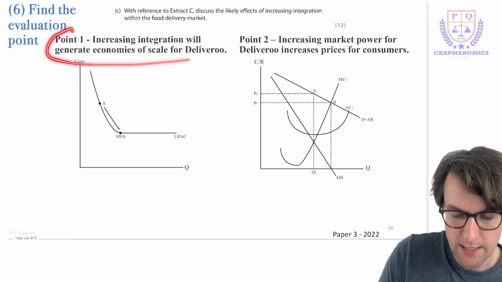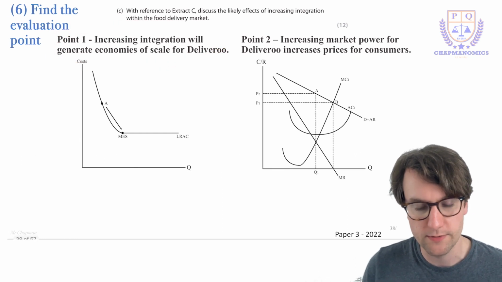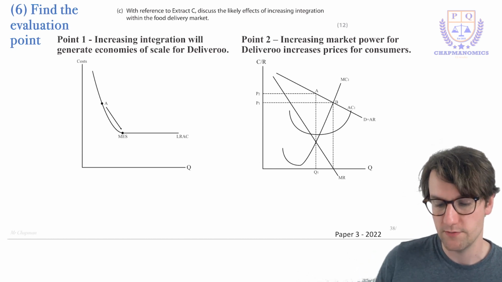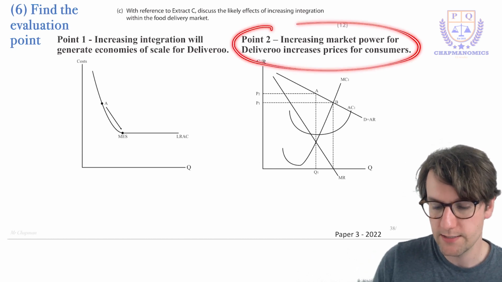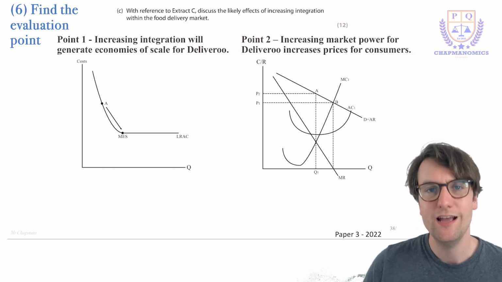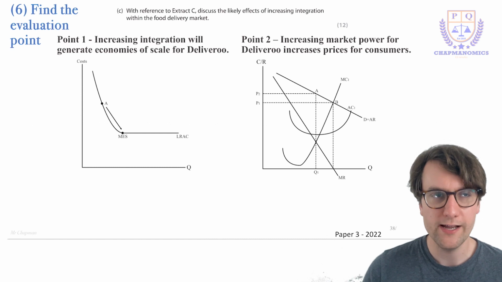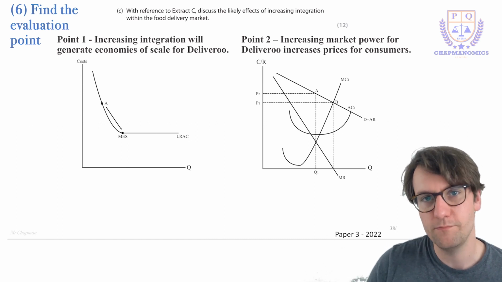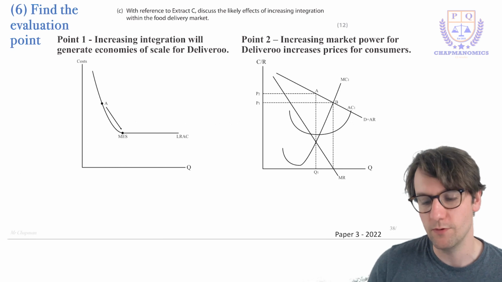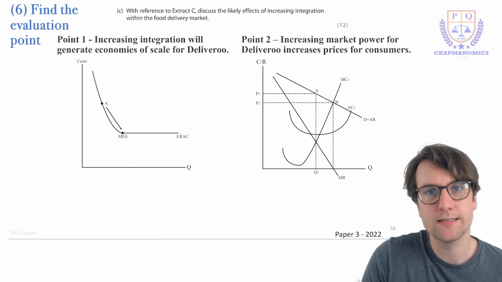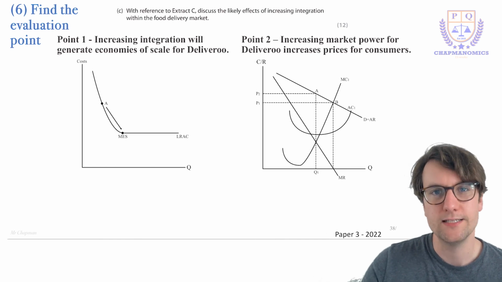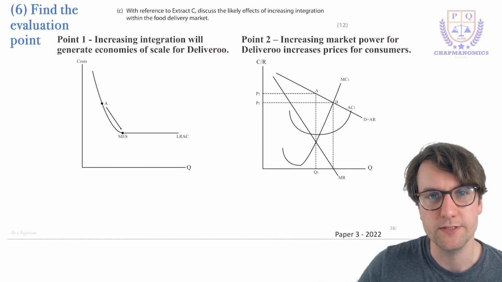Our point is that increasing integration will deliver economies of scale for Deliveroo, so we need to argue what might not deliver those economies of scale. And our second point is that increasing market power for Deliveroo increases prices for consumers. There's potentially not really any right answers here. There's just lots of possible answers that you could choose. There are some wrong ones which don't relate to the points that we're talking about, but there's not necessarily one right answer. So pause the video now and see if you can come up with a couple of evaluative points.